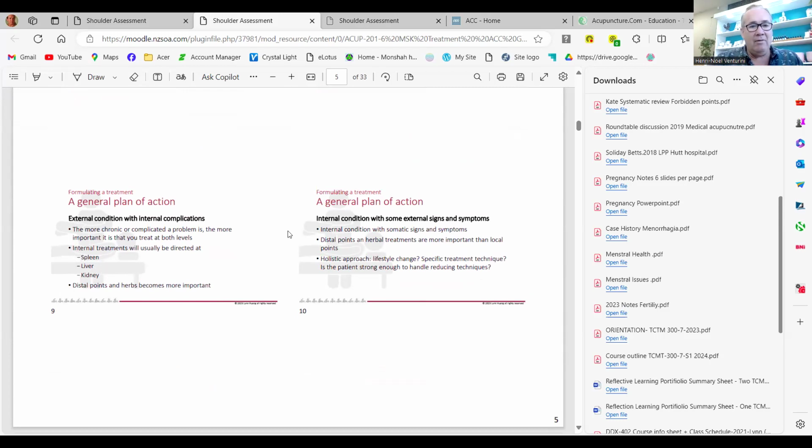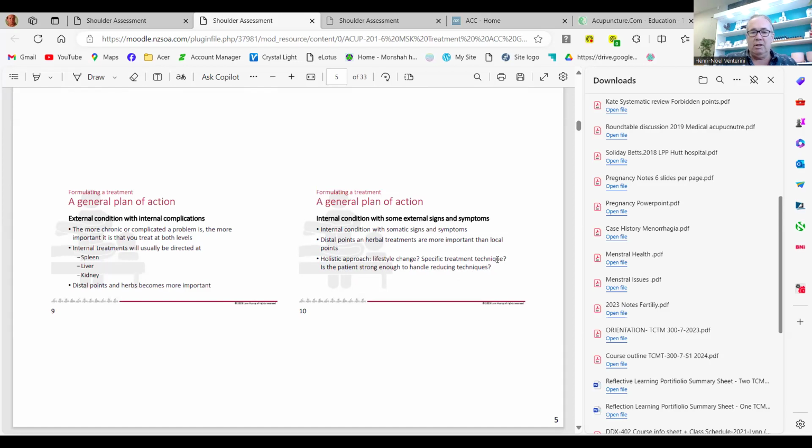And this is a general plan of action. Distal points with herbal treatments are more important than local points. See, they're contradicting themselves. Holistic approach, lifestyle changes, specific treatment techniques. Is the patient strong enough to handle reducing techniques?